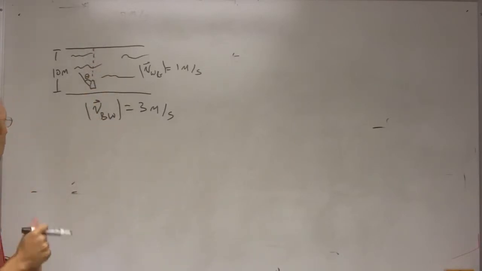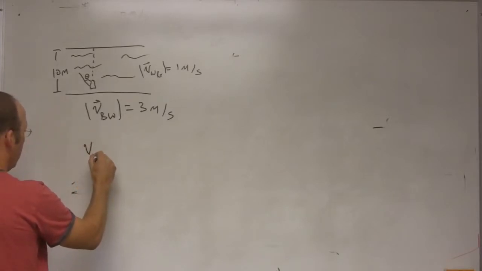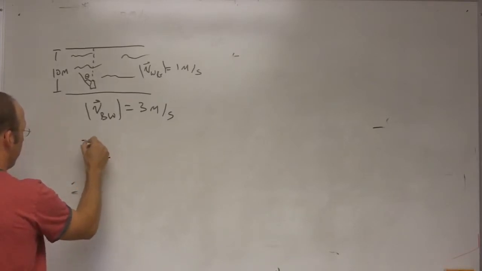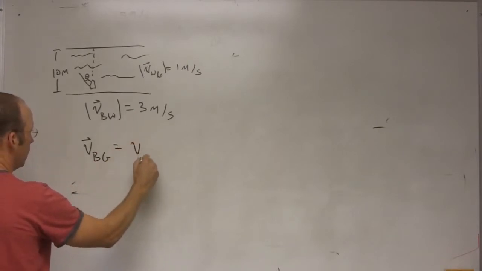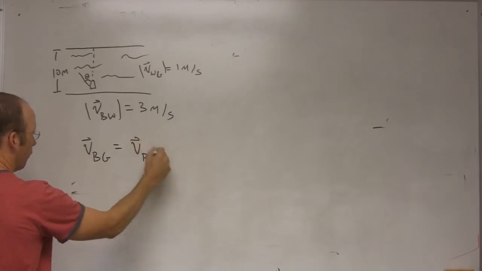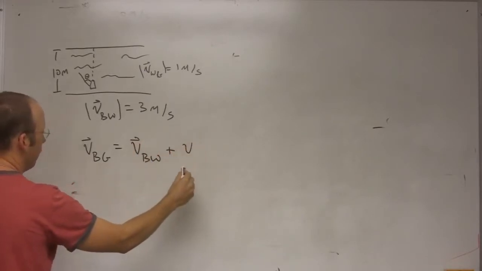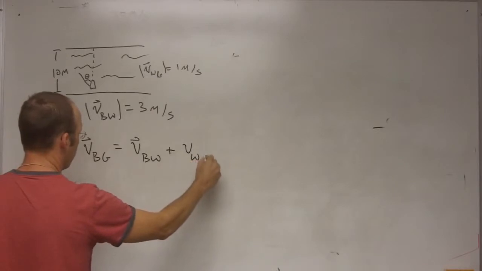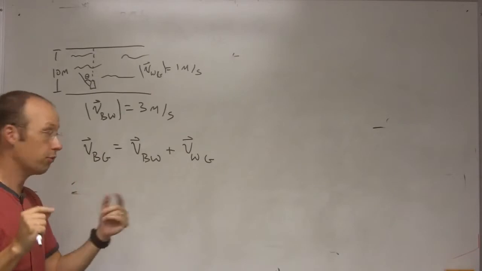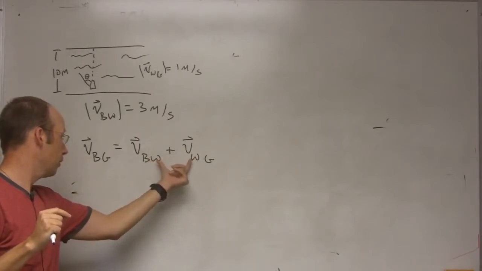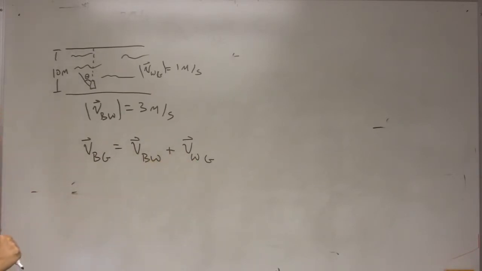So if I want to see the velocity of the boat with respect to the ground, I know that's going to be the velocity of the boat with respect to the water as a vector, plus the velocity of the water with respect to the ground. If I add those two things, the trick to remember is if these subscripts are in the middle, then I get the ones on the outside, and I show you how to do that in the book.